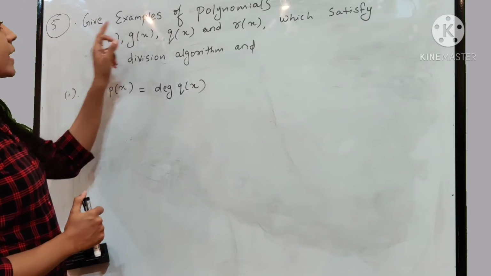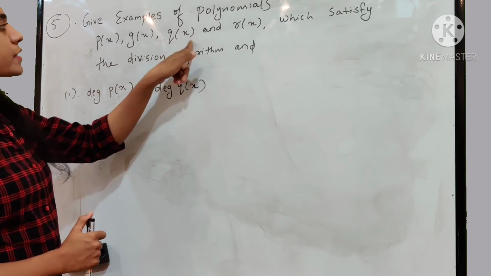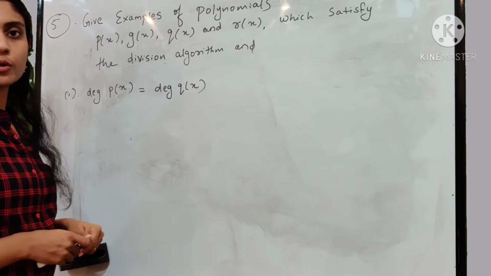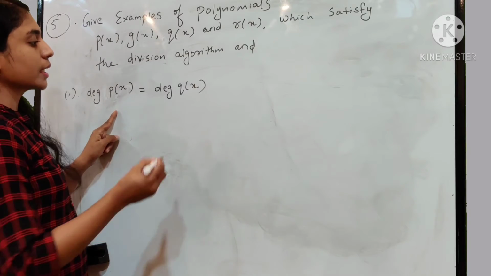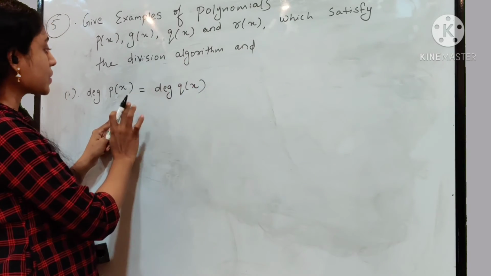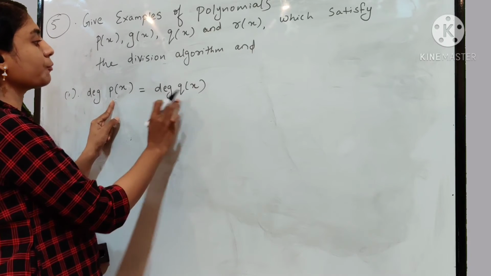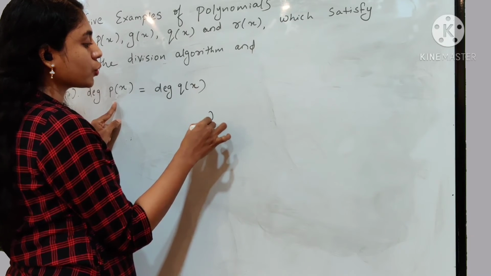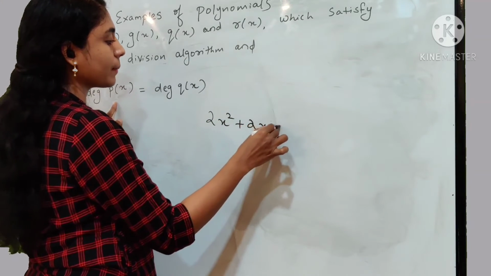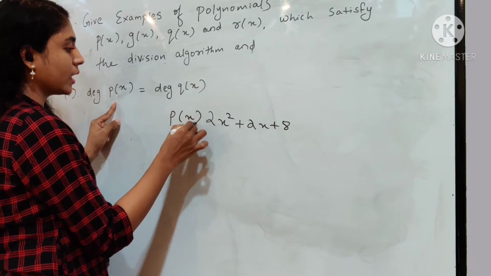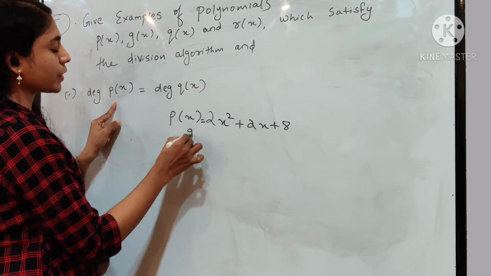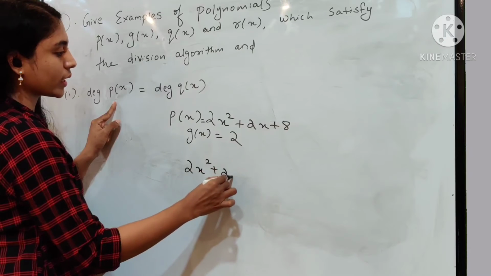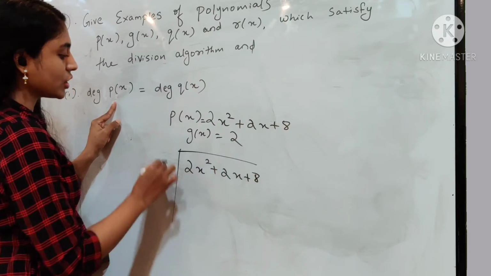Next question. Give examples of polynomials p of x, g of x, q of x and r of x which should satisfy the division algorithm and the degree of p of x is equal to the degree of q of x. So we can write an example which should satisfy the division algorithm as well as this condition, that is, degree of p of x is equal to degree of q of x. Let p of x be 2x square plus 2x plus 8 and g of x be equal to 2. So on performing division, we divide 2x square plus 2x plus 8 by g of x, 2.